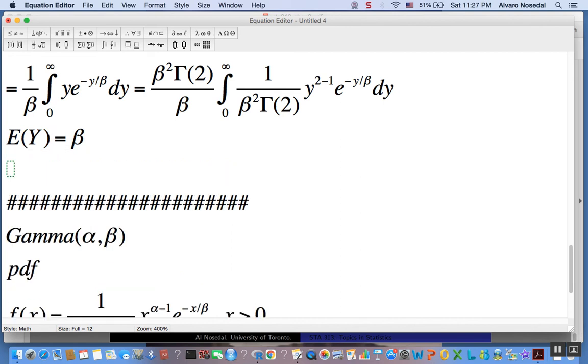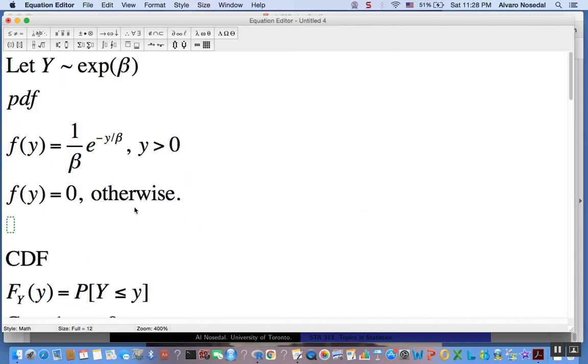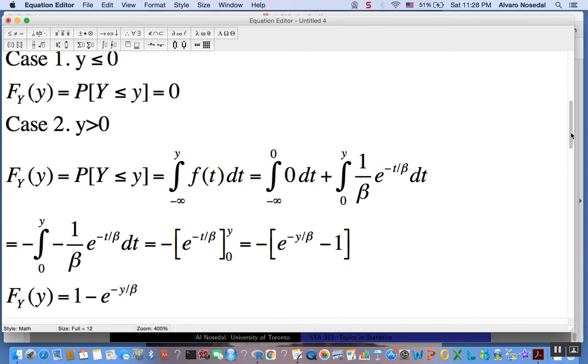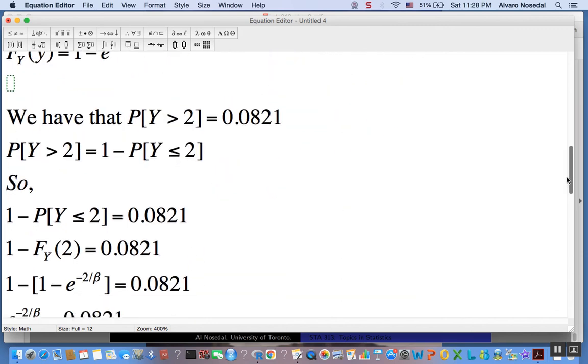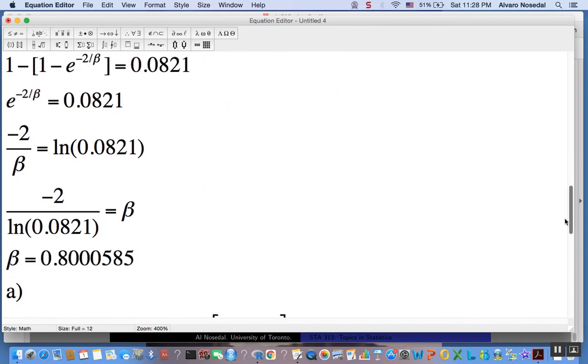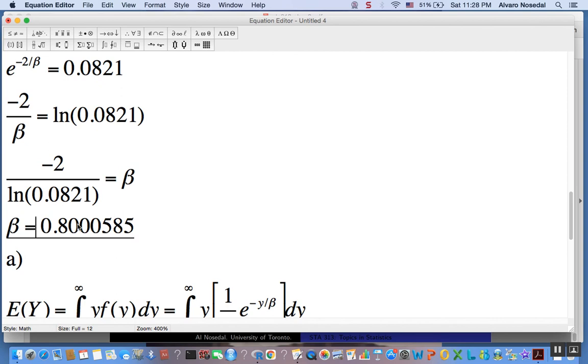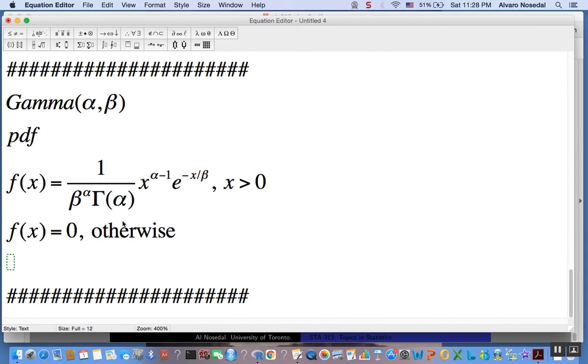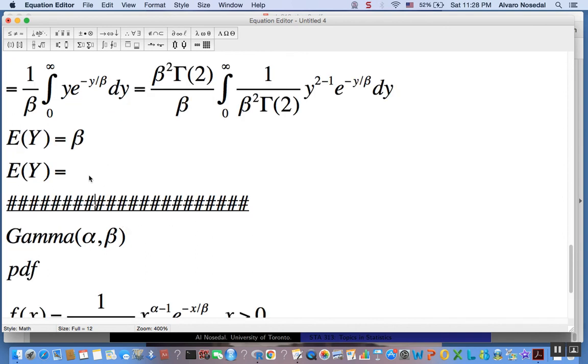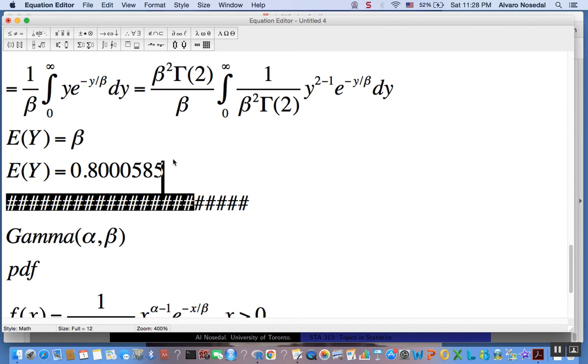So in this case, the exponential is just this guy here, with beta 0.80.